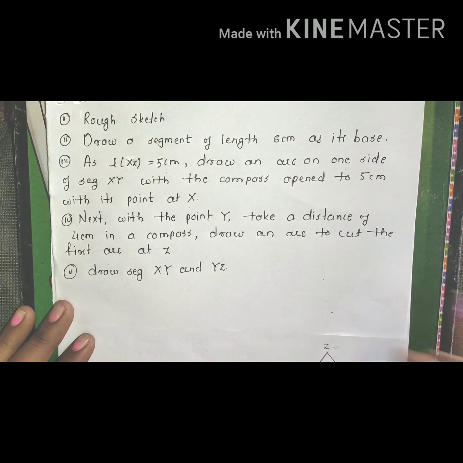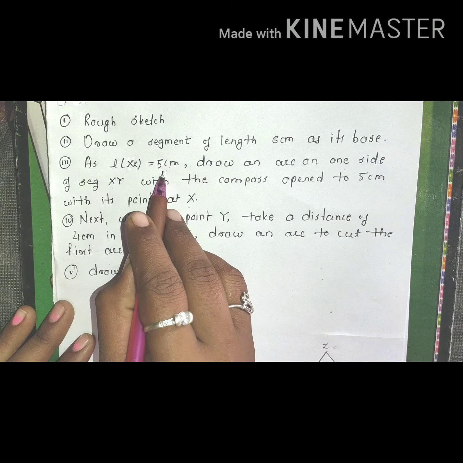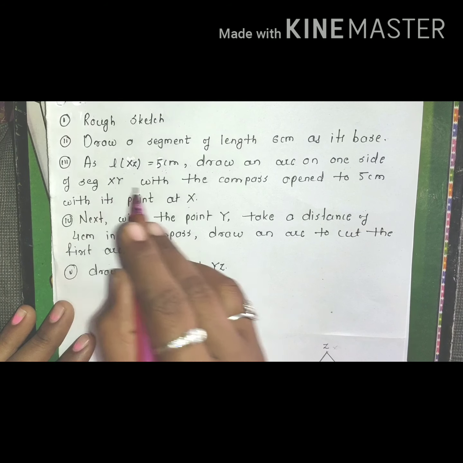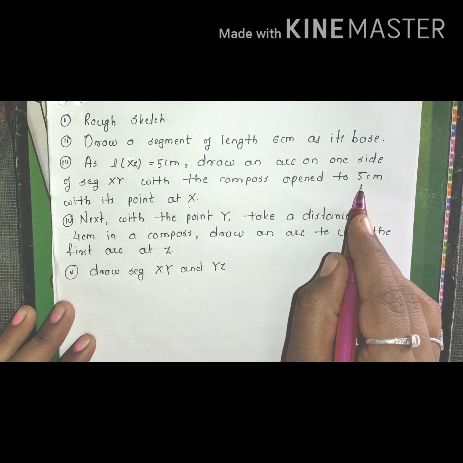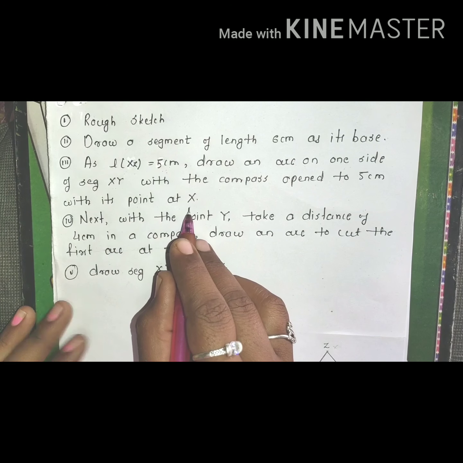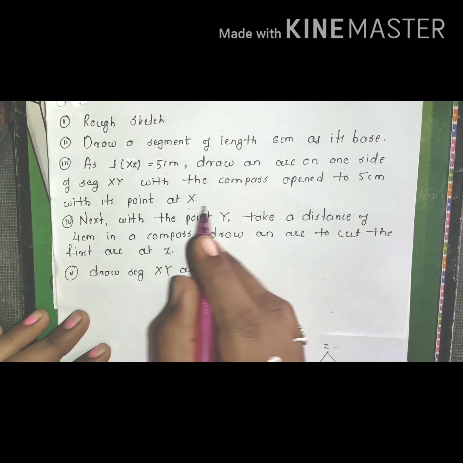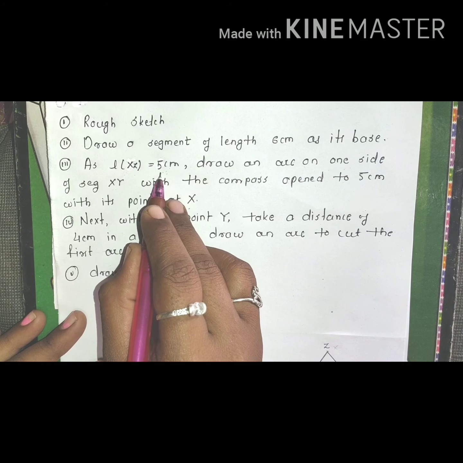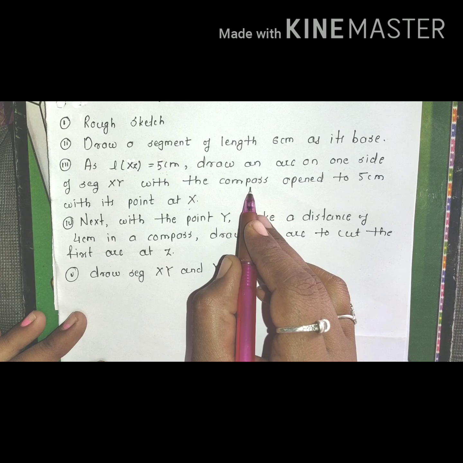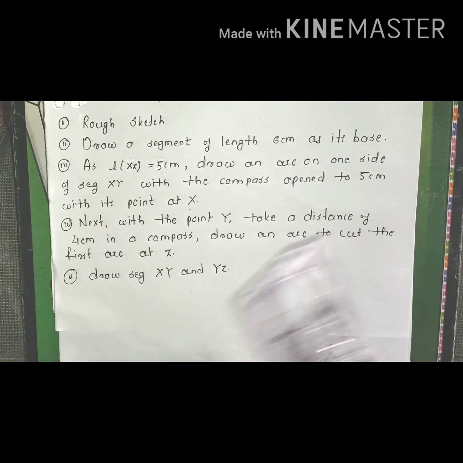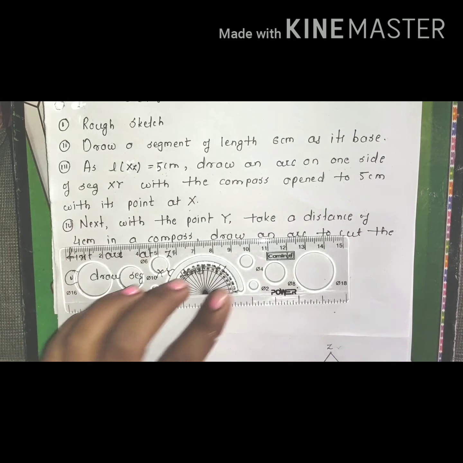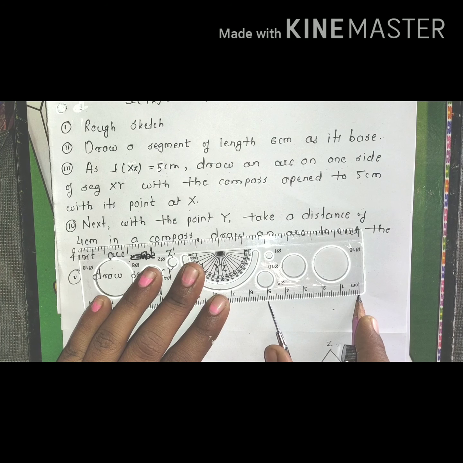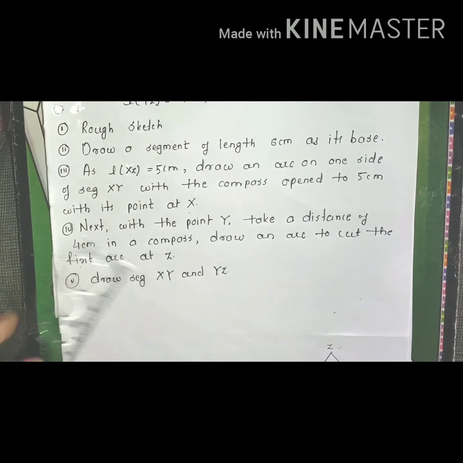Third step, as length XZ is equal to 5 cm, draw an arc on one side of the segment XY, that is the base, with the compass open to 5 cm with its point at X. That means on one side of the base we drew, we have to take a distance of 5 centimeter with the compass and make an arc. So first of all, take a compass and scale and take a distance of 5 centimeter in a compass, that is the 5 centimeter.